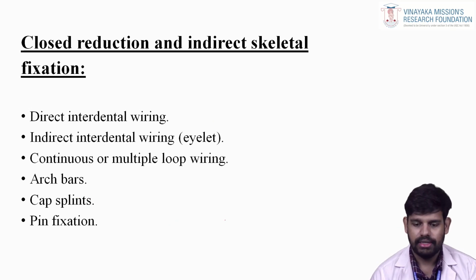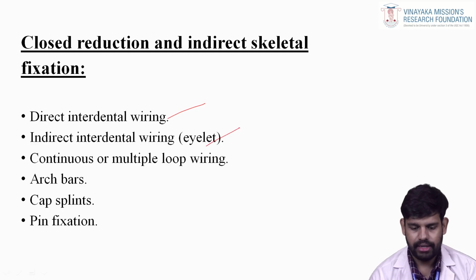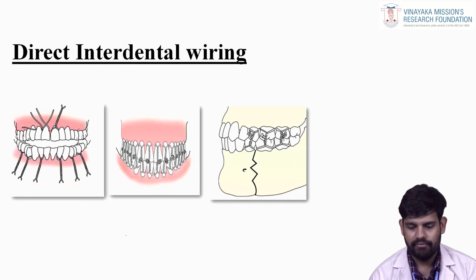So closed reduction and direct skeletal fixation involves direct interdental wiring, indirect interdental wiring, continuous or multiple loop wiring, arch bars, cap splints, and pin fixation. We are going to see one by one. So this is the direct interdental wiring, where the teeth are directly fixed against each other. There is no bar or anything, just the wire is passed around the teeth, and it is fixed to the adjacent teeth by making loops.